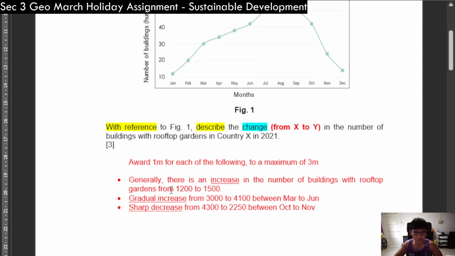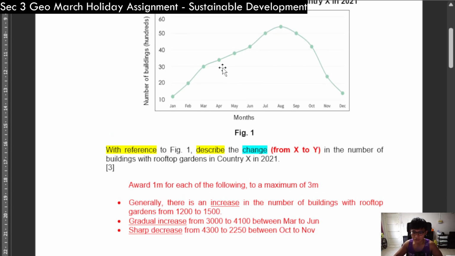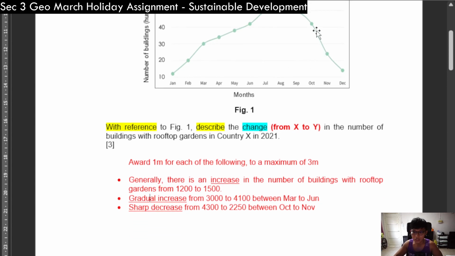So now the thing to take note of is also when you're giving your descriptor, alright, do not just include increase and decrease. You must describe how it increases or how it decreases. So for example, between March to June, it is a very slow increase. So we say gradual increase. However, between October to November, there is a sharp change. Alright, the change is very drastic. So we call it a sharp decrease over here. Okay, so you will get 1 mark for each of the following to a maximum of 3 marks. That is how you score your marks.